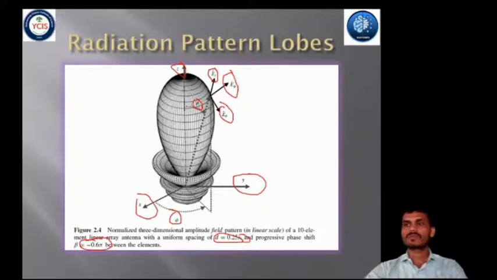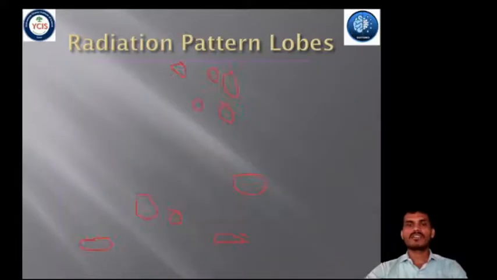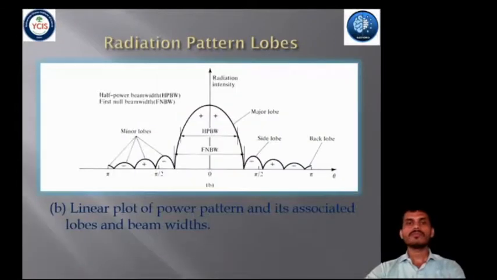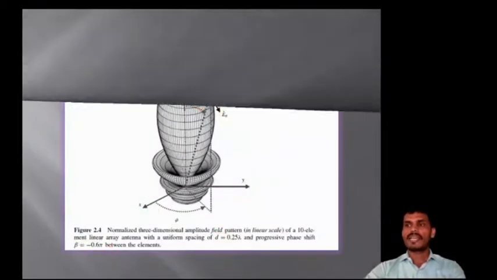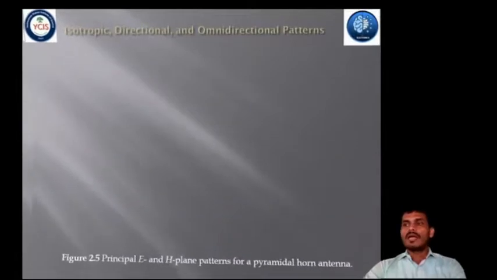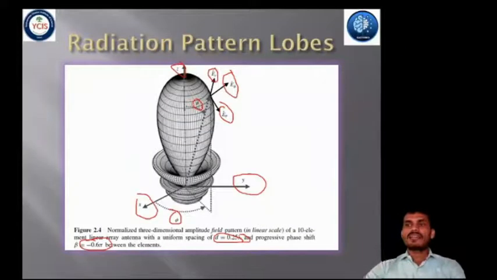Now, it is evident that this pattern has one major lobe, 5 minor lobes, and one back lobe. The level of the side lobes is about minus 9 dB relative to the maximum. A detailed presentation of array will be discussed in the next lecture.